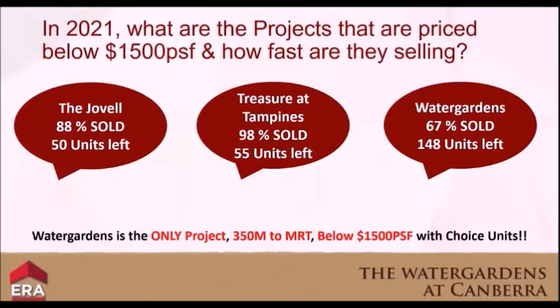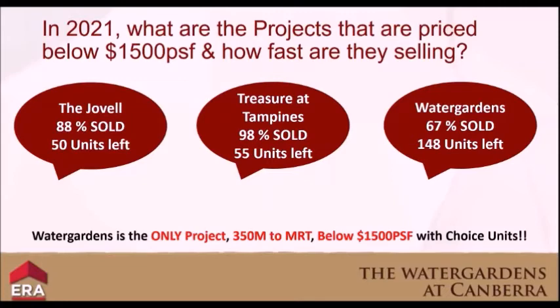So for projects that are below 1,005 PSF, what are these projects and how well are they selling? I've mentioned over again from 2-bedroom, 3-bedroom, and even 4-bedroom. Projects like Jovel, Treasure at Tampines, and Watergardens are the ones that are below 1,005 PSF. And how well are they selling? Jovel, a lot of people are not noticing this project, but it has been secretly selling very fast, and it has hit almost 90% sold with less than 50 units left.